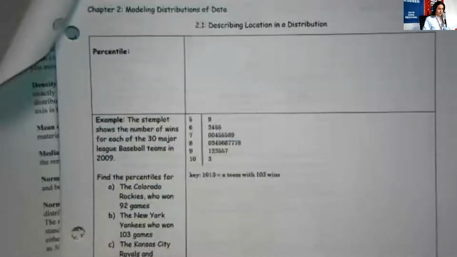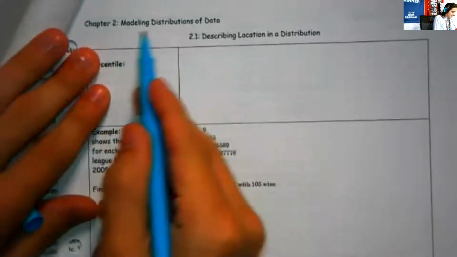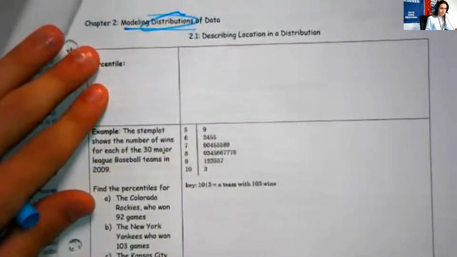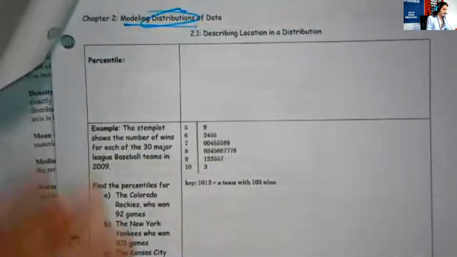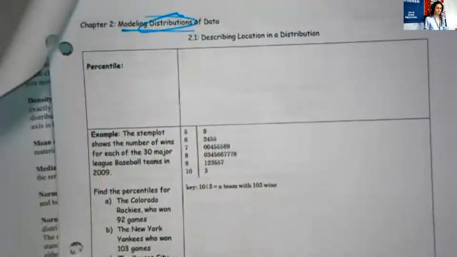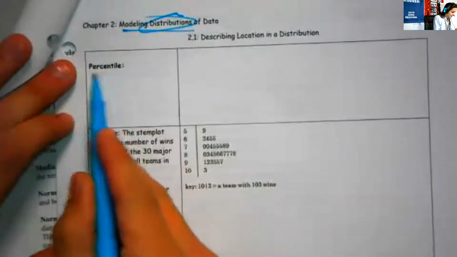Talking about chapter 2, modeling distributions of data. Talking about whole distributions, modeling distributions. The distribution we're going to talk about later on is going to be that normal distribution. We'll get there in 2.2 next time. So what is our first vocabulary word?